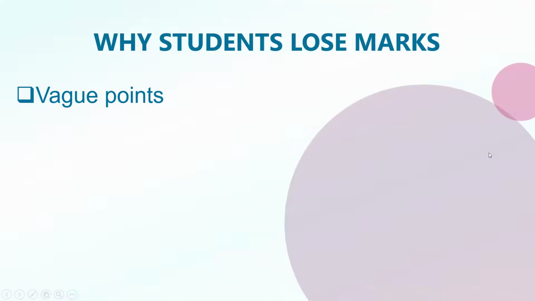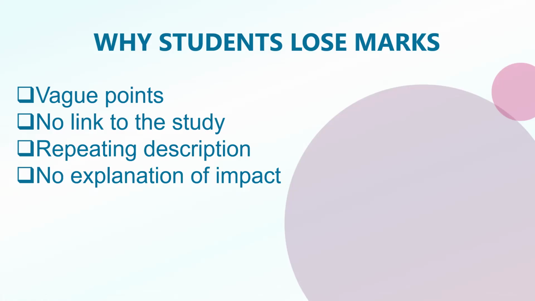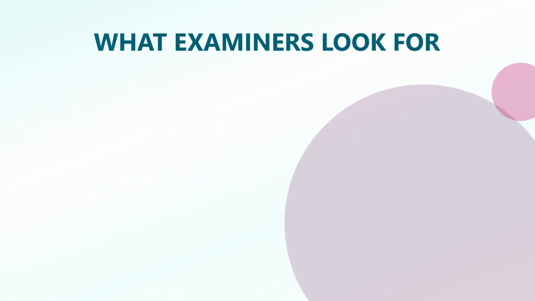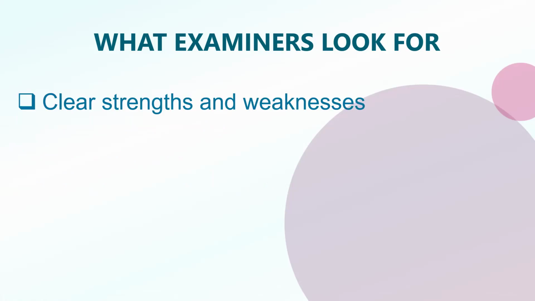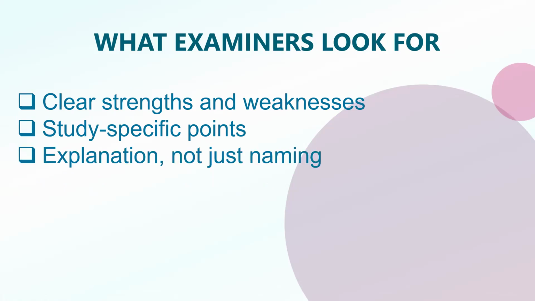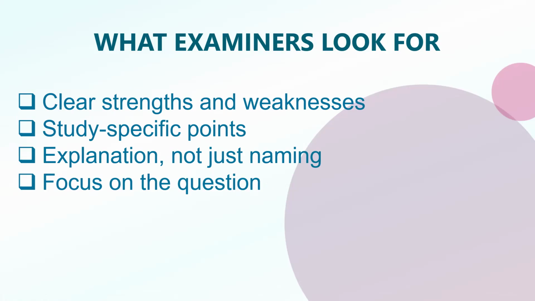Why students lose marks? Vague points, no link to the study, repeating description, no explanation of impact. And what examiners look for in an answer is clear strengths and weaknesses, study specific points, explanation, not just naming, focus on the question. Evaluation is not listing points, it's explaining why something is a strength or a weakness. Each point should clearly earn marks.